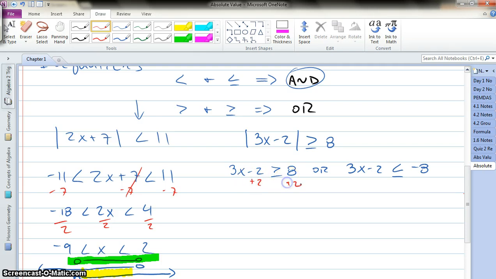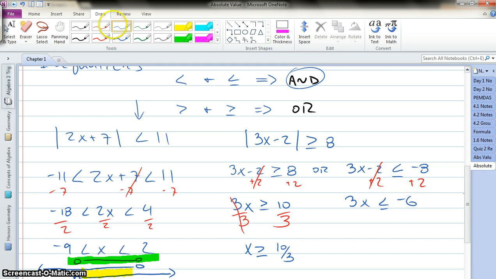Then we add 2 to each side. Sorry if there's a little pause in the action. We're dealing with greater than or equal to, so it's an "or" equation, and we added 2 to both sides. So I have 3x greater than or equal to 10, divide by 3. Oh no, we got a fraction. It's all right. Then we go back to the other side. Add 2. 3x is less than or equal to negative 6. Divide by 3. And x is less than or equal to negative 2.